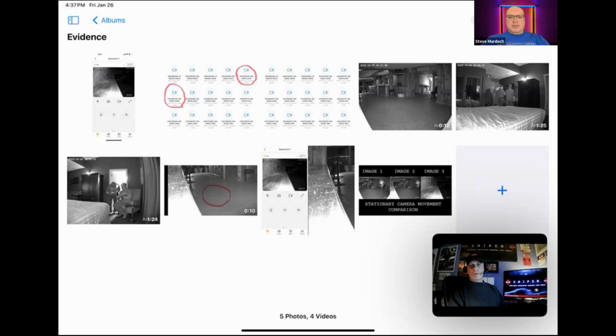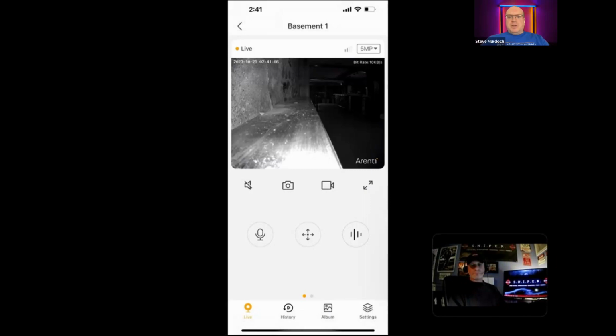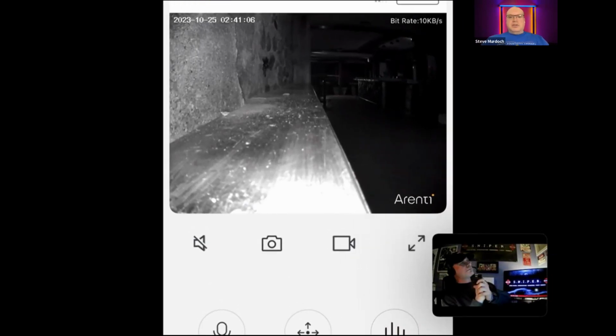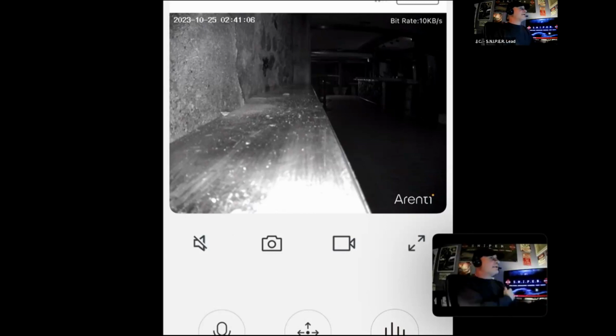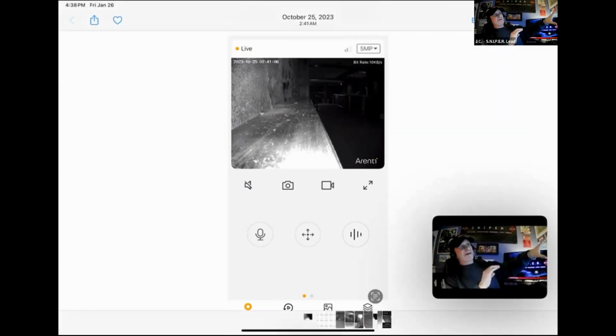And next up, this is a screen grab from the app that we use that controls the cameras. I'll zoom in a little bit, and you can see clearly the camera facing away from the center of the room. It's even closer to the wall. It's moved over to the left even more. This is the second time it moved right here.